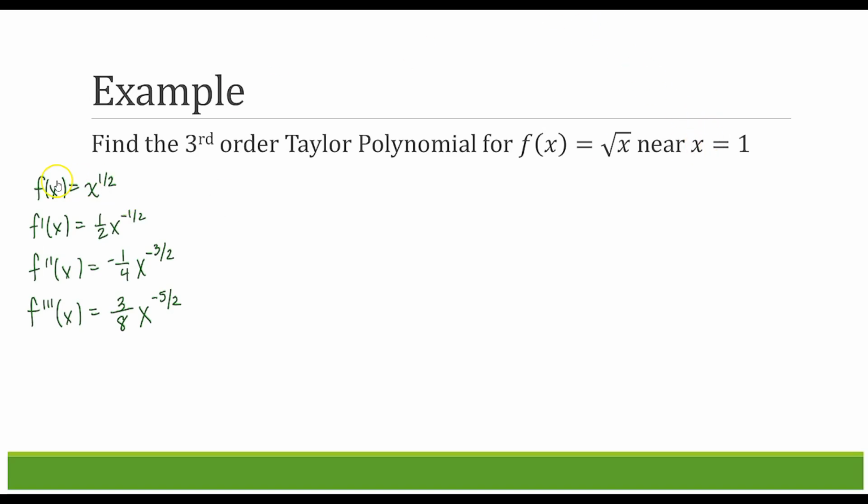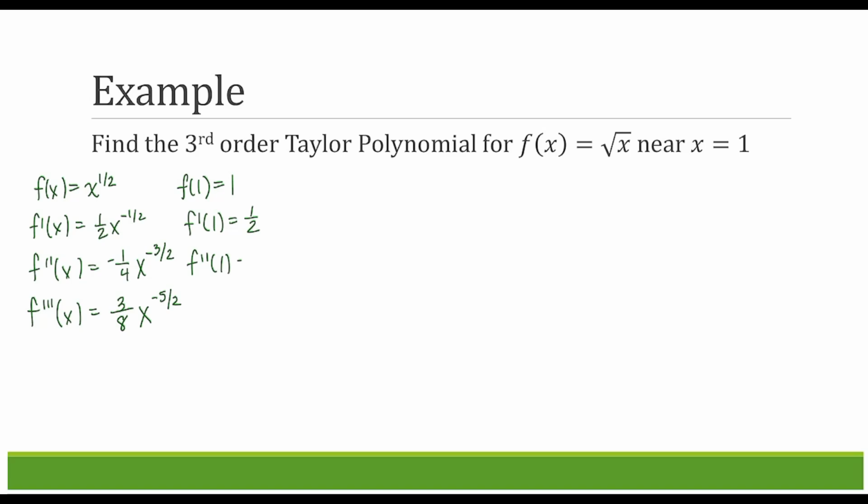Now we need f of a, f prime of a, f double prime of a. And our a value, our center, is 1. So we're going to have f of 1 is just the square root of 1, which is 1. And then here, if I plug in 1 to the negative 1/2, it will bring it to the bottom, but it's still just going to be a 1. So we're going to have just the 1/2. So f prime of 1 is a half.